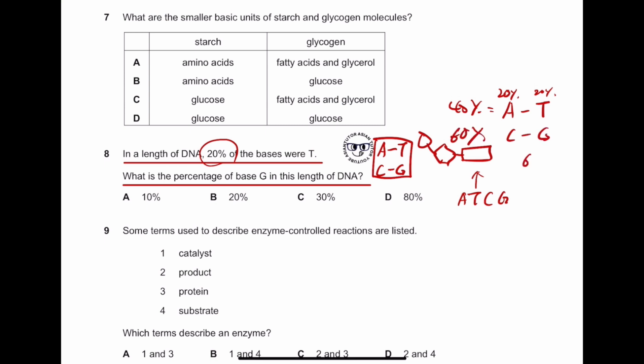So if you just divide 60% by 2, then you get 30%. So there are about 30% of C's and 30% of G's. Hence, the answer should be C for this one. All right?